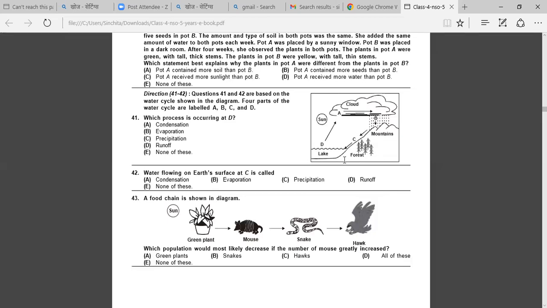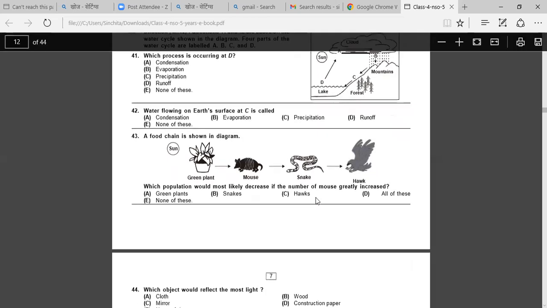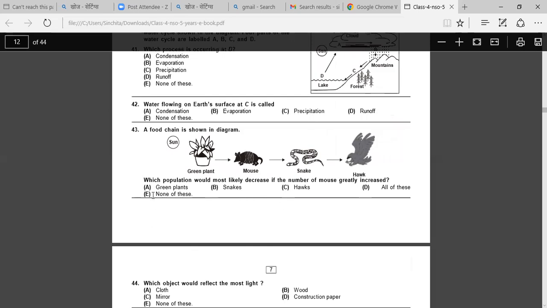This is runoff. Okay, number 43, a food chain is shown in the diagram. The green plant is eaten by the mouse. Mouse is eaten by the snake. Hawk eats the snake. So, hawk eats snake, snake eats mouse, mouse eats green plant. Which population would most likely decrease if the number of mouse greatly increases? It will be green plant, 43A. Sorry, 43A, green plant. Very sorry.